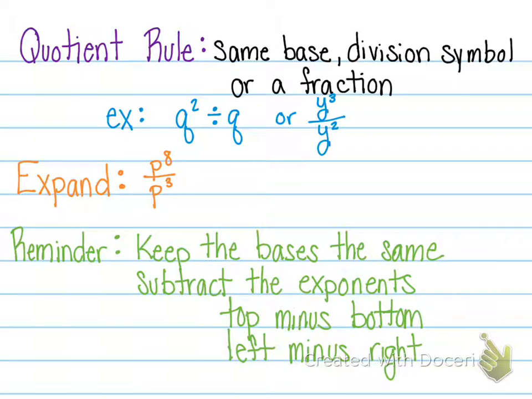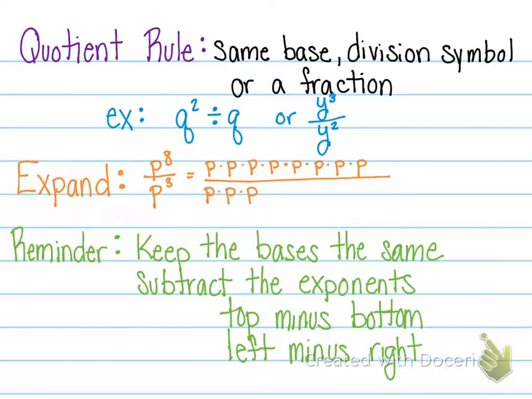If I were to expand this to show you how the quotient rule works, if I expand that p to the 8th power, that means I'm going to be multiplying p by itself 8 times. And if I expand p to the 3rd, that means I'm going to be multiplying that p by itself 3 times.